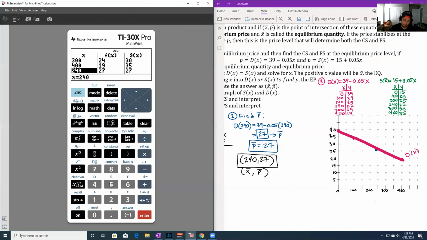Okay, now let's graph s of x. 0 and 15. And then 120. 225. 240 and 27, which is our special point right there. And then 330. And then 435. Okay, connect.